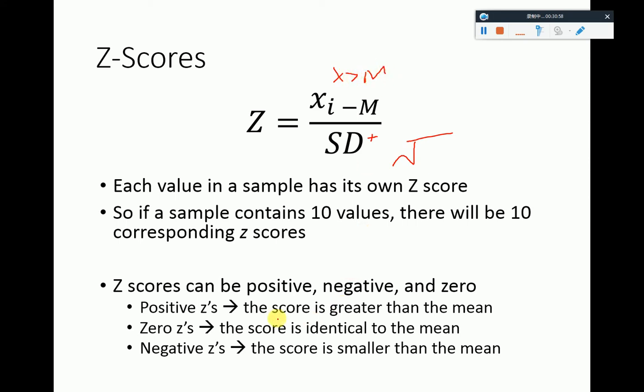So if we look at a positive z value, that means the score must be greater than the mean. If there's a zero z value, that means this particular score is exactly the mean, equal to the mean in terms of value. And if we have negative z-scores, that means the score must be smaller than the mean.